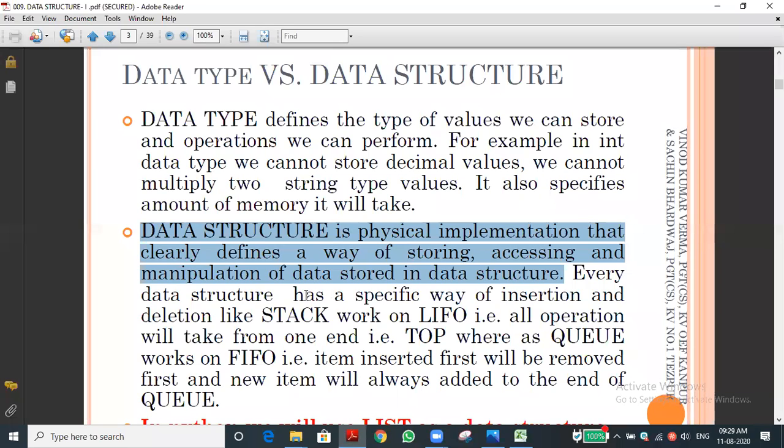So how, sir, can it be done in a list? List we cannot change the value, you are saying, isn't it? So we can change, yes, sir.